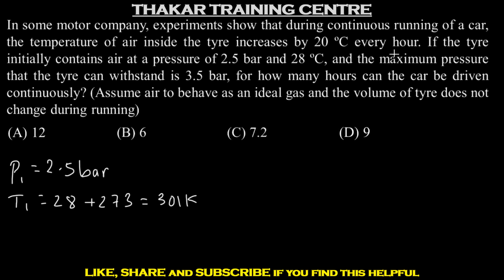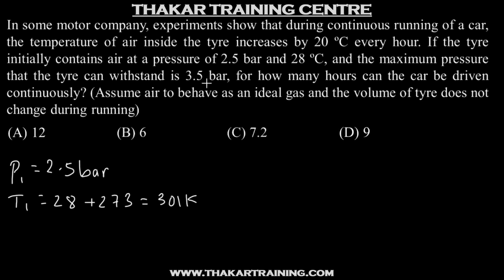Now what does it say? The temperature of air inside the tire increases by 20 degrees every hour. And we have to find out for how many hours the car can be driven continuously. For this, we are given that the maximum pressure that the tire can withstand is 3.5 bar. So the final pressure P2 cannot be more than 3.5 bar. So for the limiting case, we will take P2 equal to 3.5 bar.